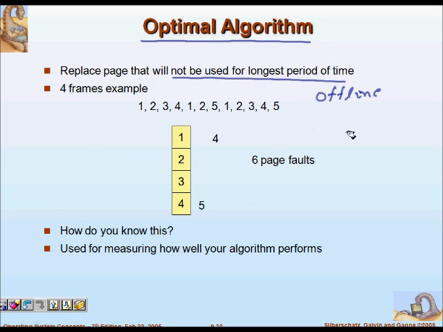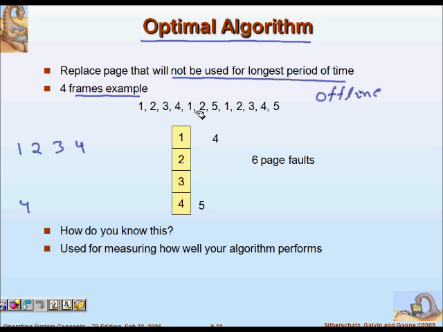Replace the page that will not be used for the longest period of time. Okay, so 4 frames are there in the main memory. So I have 1, 2, 3 and 4. Then what happens, 4 page faults are there. Now I access 1, it is there, then I access 2, it is there.